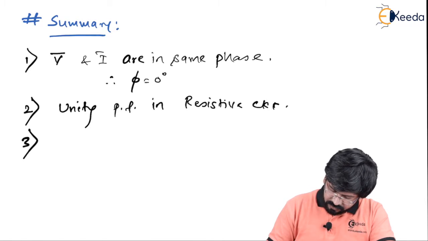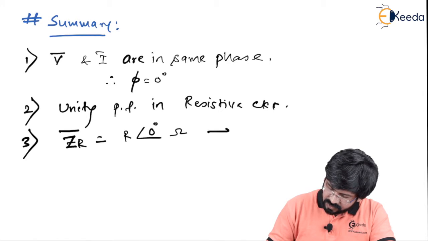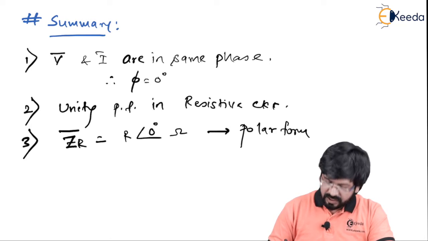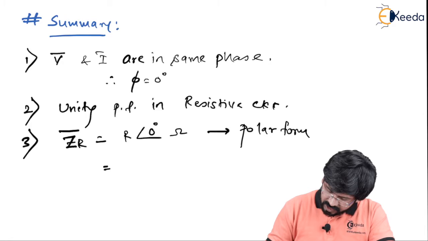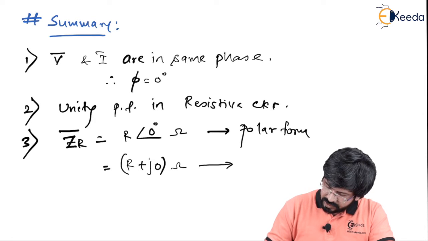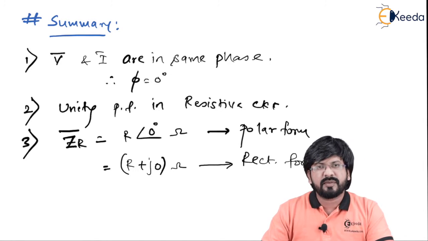Secondly, we can implement ZR vector as R at an angle of 0 degree ohms. In which form? Of course, it is polar form. And we can represent same ZR vector as R plus J0 ohms in rectangular form. This is about R. Let's go for inductor now.